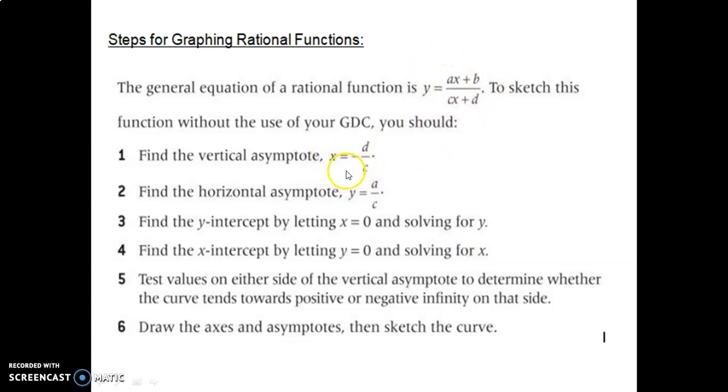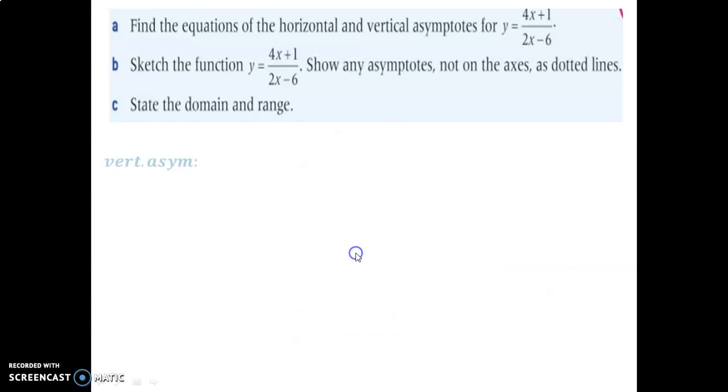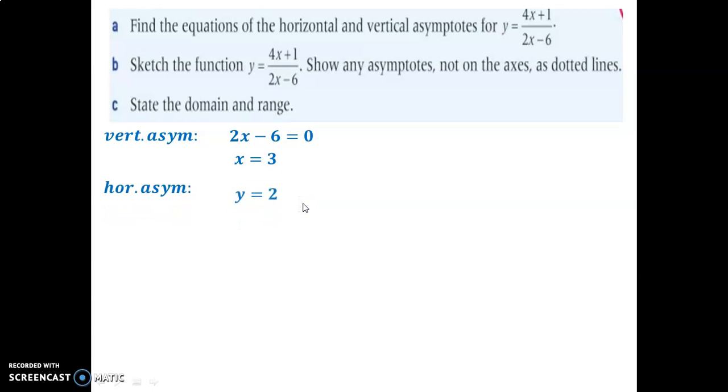So the general steps for graphing a rational function, that's where we've come to, is to find the vertical asymptote, find the horizontal, and then find the x and y intercepts. We know when we want the y-intercept, we make x 0, and when we want the x-intercept, we make y 0. So let's try that here. So here we're going to find the vertical asymptote, 2x minus 6 equals 0. Horizontal asymptote is 4 divided by 2, which is 2.